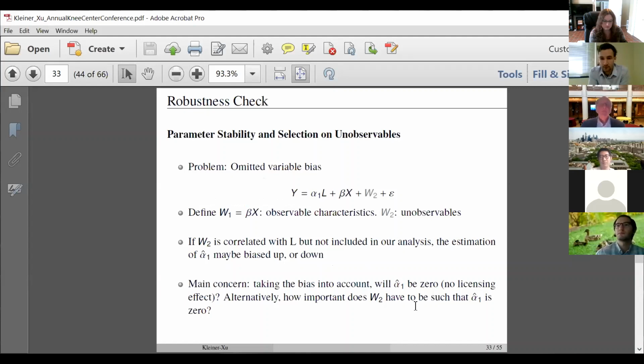We also test for parameter stability and selection on unobservables. This is a test by Altonji et al. and others that are trying to examine whether unobservables that are not, for example, in the CPS, are large enough to overturn our results. So if you included the unobservables, would they be so large as to turn our results from a negative effect of licensing on switching or a positive effect of licensing on earnings? Would they be large enough to flip those results?